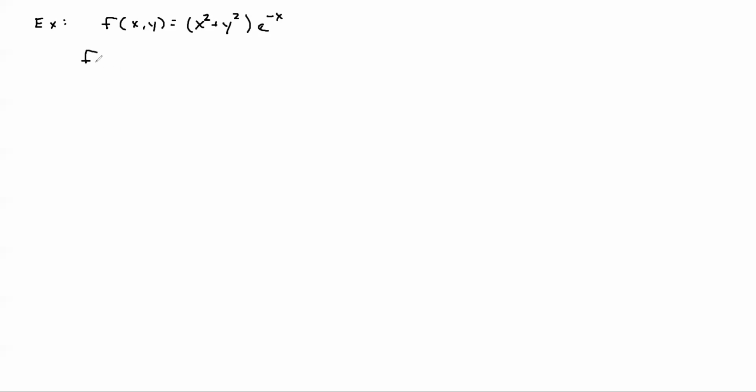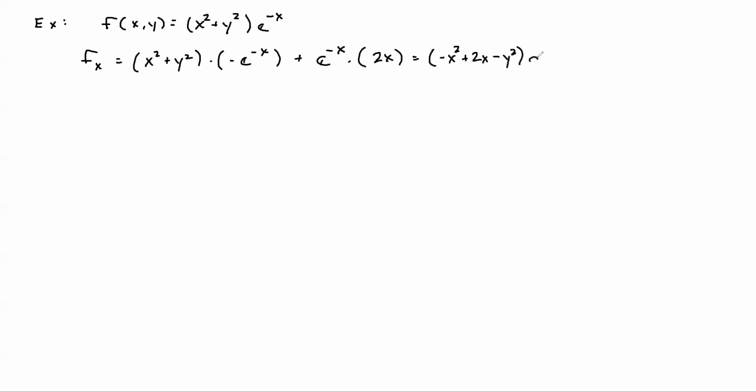All right, so go through, find the partial with respect to x. To do that, we're going to need to use product rule. So we get the first times the derivative of the second plus second times the derivative of the first. And we're differentiating with respect to x here, so we're going to get 2x. And then we're going to need to simplify that. So that's going to become negative x squared plus 2x minus y squared, times e to the negative x.